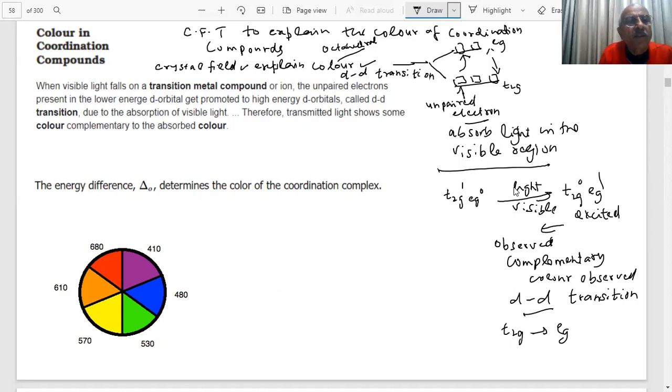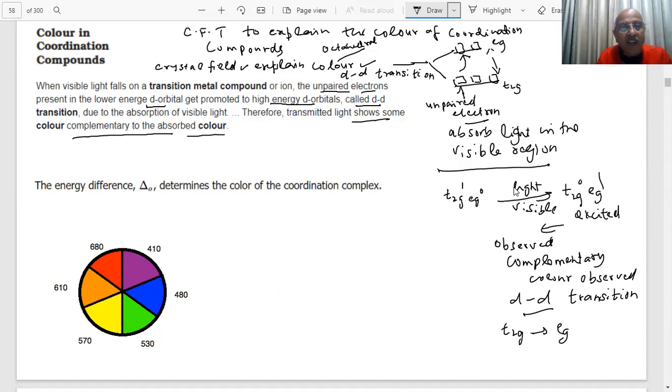When visible light falls on a transition metal compound with unpaired electrons, make an important note of that condition, student. If unpaired electron is not there, no color. The electron present in a lower energy d orbital gets promoted to a higher energy d orbital. That is called d-d transition. Therefore, transmitted light shows some color complementary to the absorbed color. So t2g to eg transition. This is called d-d transition.